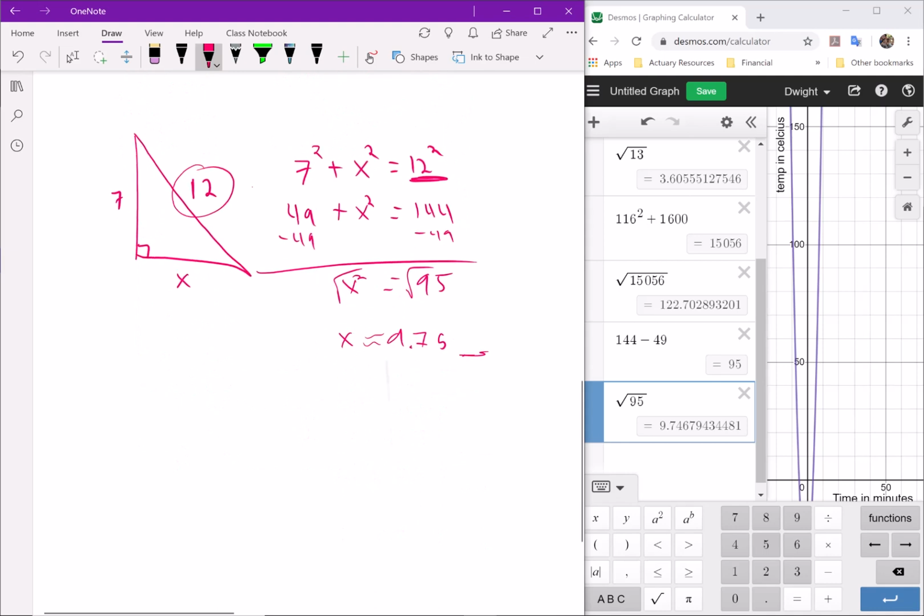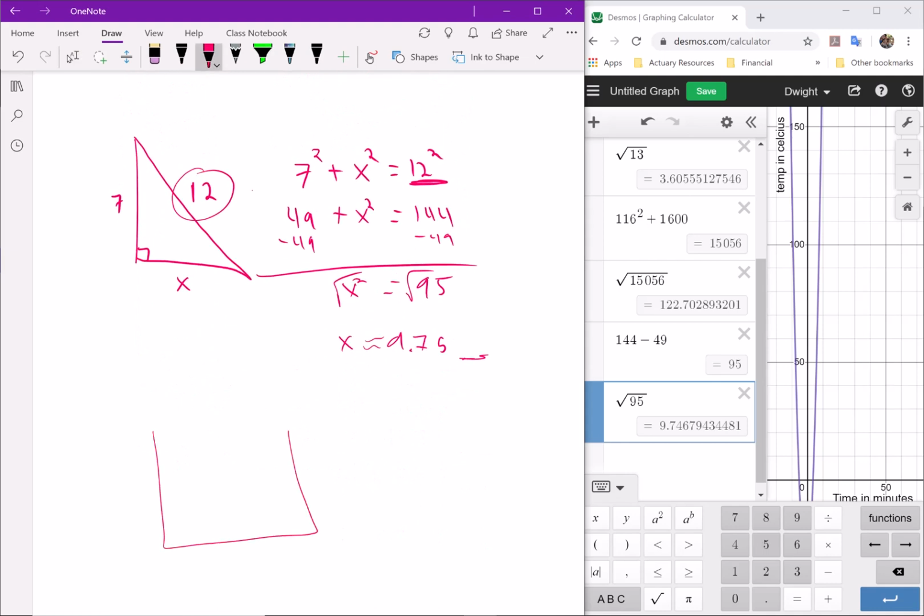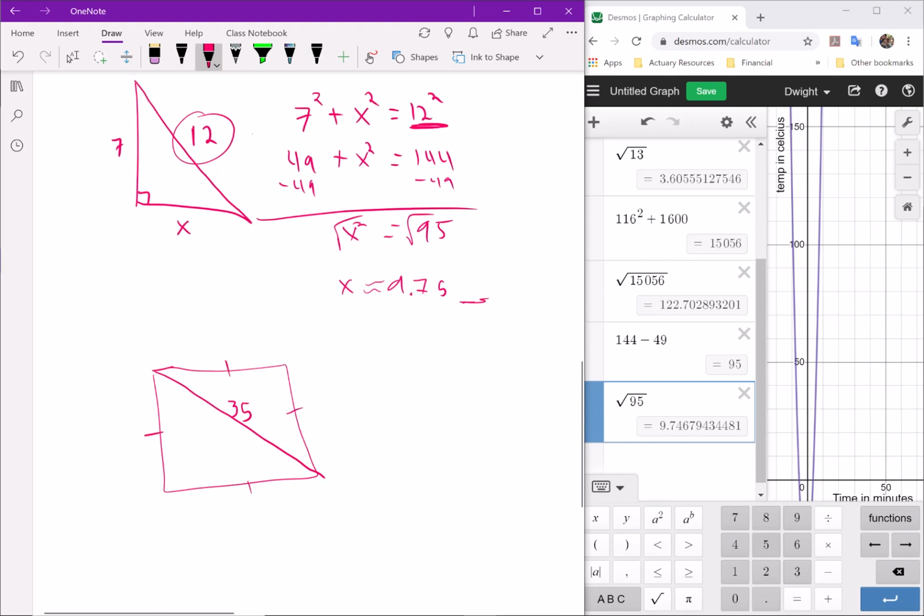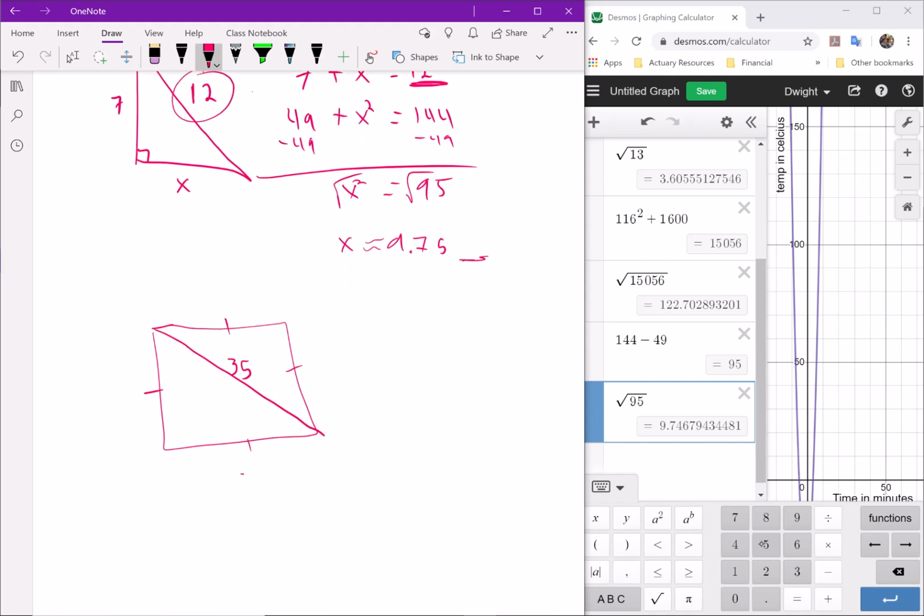All right, let's look at one other example. Let's say I have a square, right? This is a square, meaning all the sides here are equal. Let's pretend I know that the hypotenuse is, I don't know, give me a number. Let's say the hypotenuse is 35. Then the question would be, what would the side length be, right? What are these side lengths? Let's call them A, right? They all should be A.